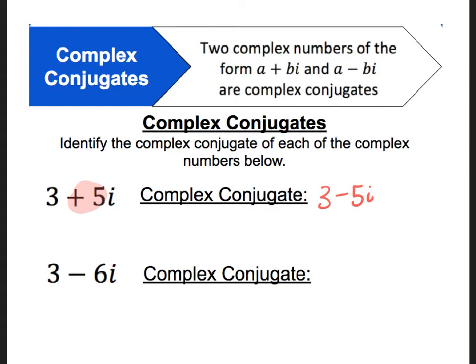For your next one, you have 3 minus 6i. Again, I need to change the sign on the thing in front of i. So my complex conjugate is going to be 3 plus 6i.